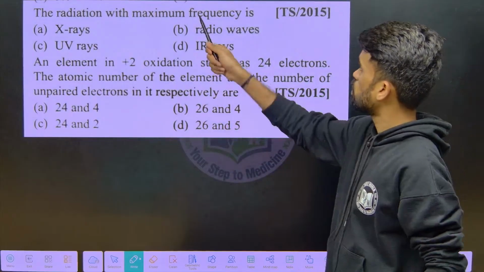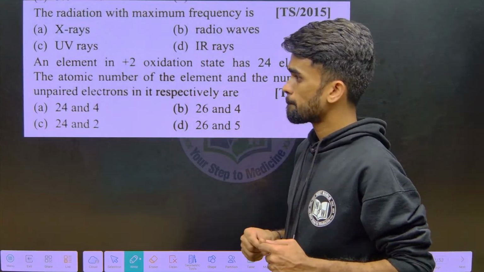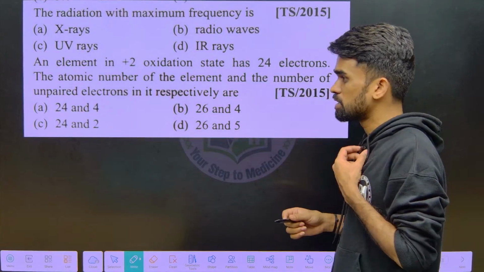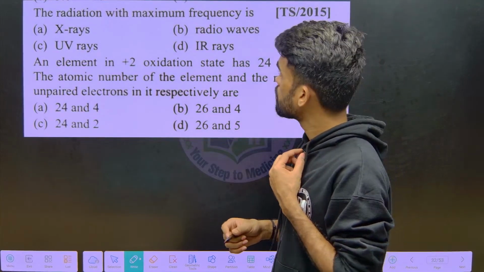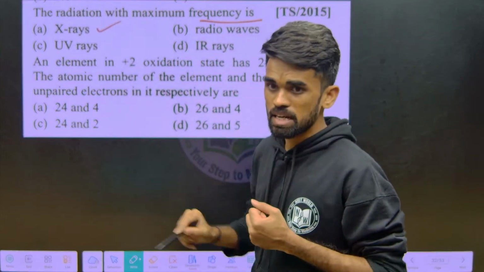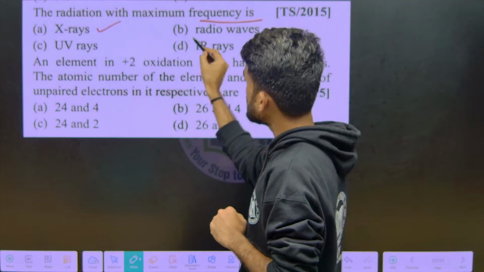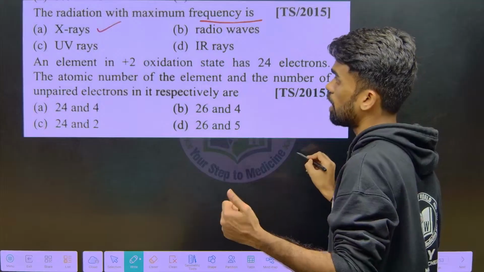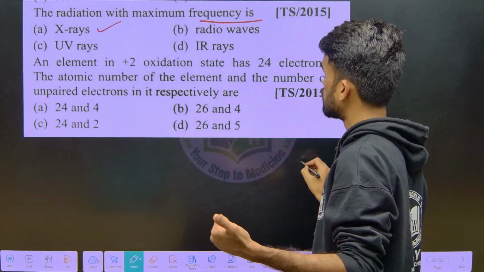Okay, now give answer for these questions. The radiation with maximum frequency is? Maximum frequency is for X-rays. Gamma is not there, so X-rays. Okay, now arrange them in the order if I ask. High, first high to low.